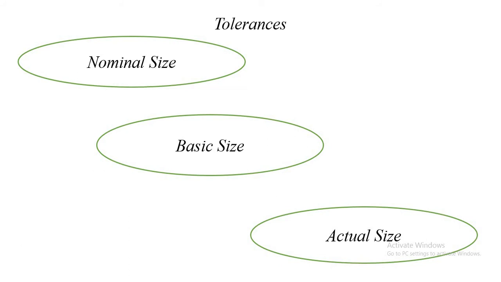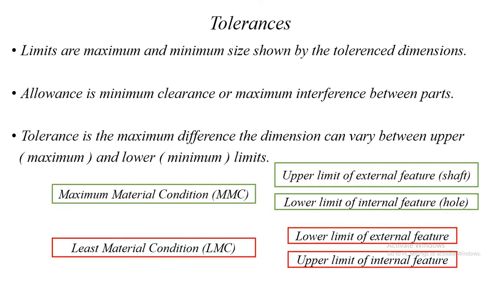Nominal size. It is a dimension which is used to describe the general size and it is expressed in fractions. Basic size. It is the theoretical size which is used as a starting point for application or implying tolerances. Actual size. It is the measured size of a finished part after machining. Limits are defined as maximum and minimum size shown by the toleranced dimensions.